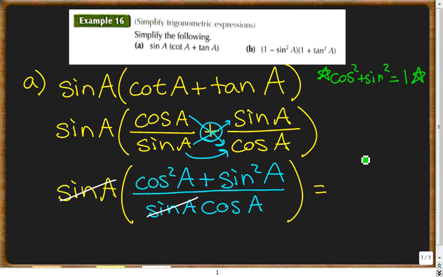So what I'm going to get here is this whole thing up here makes 1, and I'm going to be dividing that by regular old cosine. And what do we remember about 1 over cosine? That is the same thing as secant.